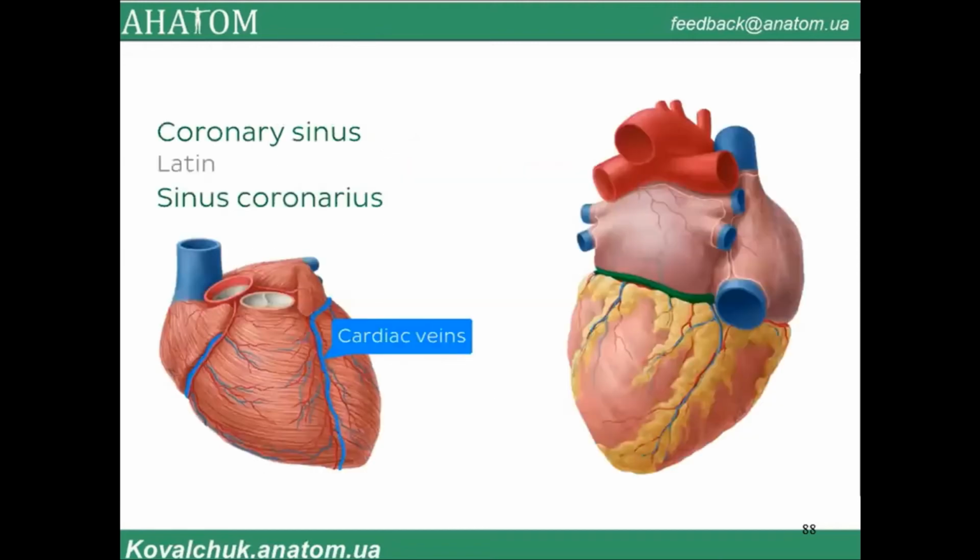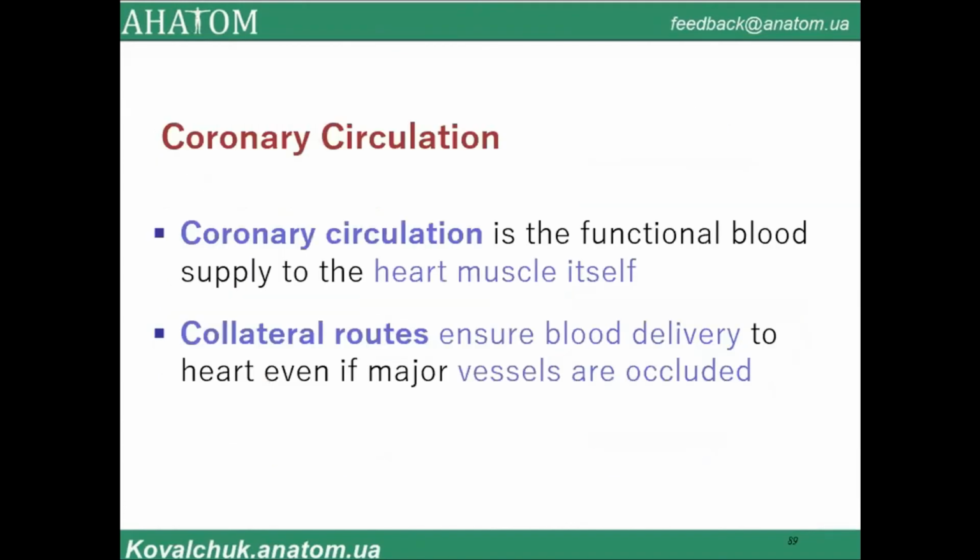So the coronary sinus, or sinus coronarius in the Latin language, is a cardiac vein, with veins starting in the apex, in the distal part of the heart, and moving venous blood to the venous sinus. Coronary circulation is a functional blood supply to the heart muscle itself, with collateral routes. Sure, blood is delivered to the heart even if major vessels are occluded.